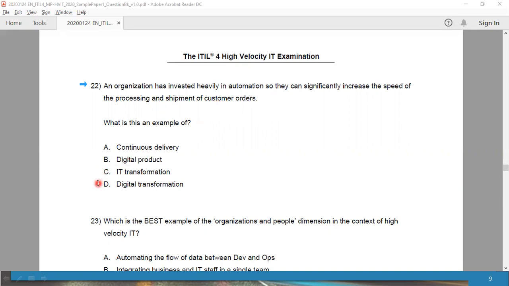Digital transformation, however, involves the use of digital technology to enable a significant improvement in the realization of an organization's objectives that could not have been achieved by non-digital ways. Therefore, this seems to indicate digital transformation. The objective being faster processing of the customer's orders, and using a digital way.